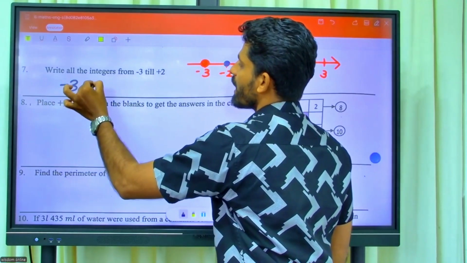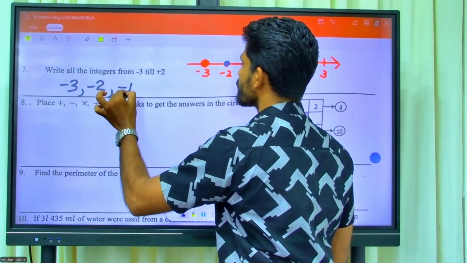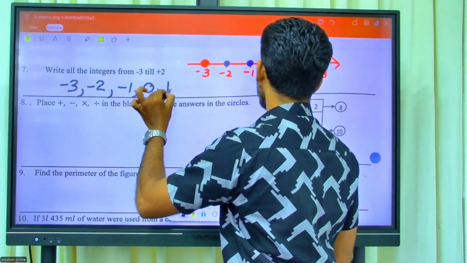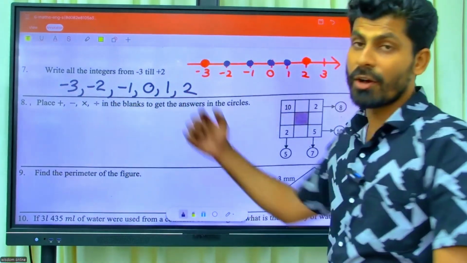-3, -2, -1, 0, 1, and 2. How many integers are there?